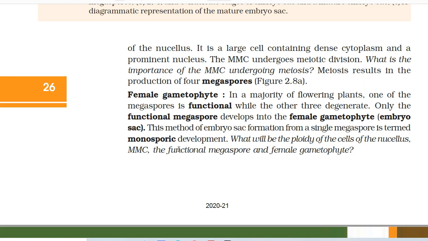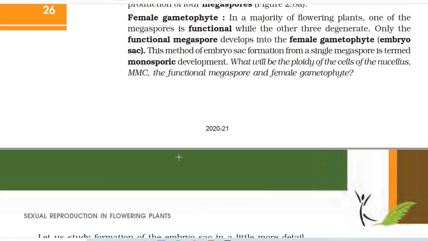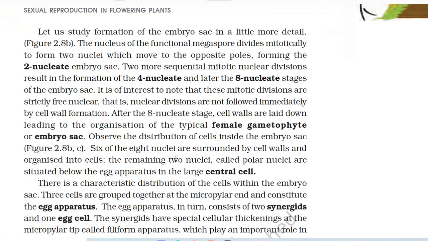What will be the ploidy of the cells of the nucellus, MMC, the functional megaspore and female gametophyte? Let us study formation of the embryo sac in a little more detail. The nucleus of the functional megaspore divides mitotically to form two nuclei which move to the opposite poles, forming the two nucleate embryo sac.